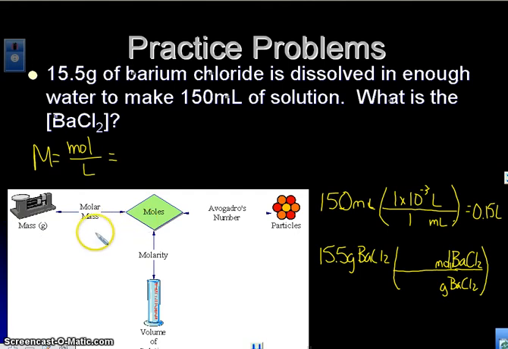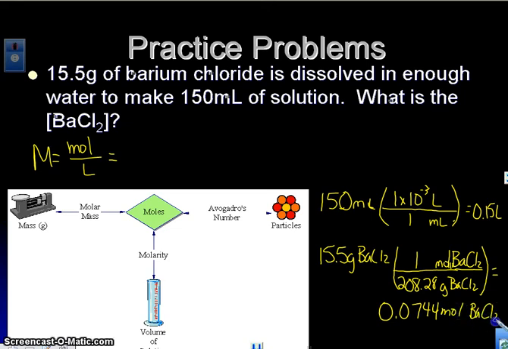We want to use our molar mass. Remember that you have to calculate your molar mass of barium chloride by adding the masses of 1 barium and 2 chlorides. You need to stop and do that now if you haven't already done it. And you should get 208.28 grams. Remember that the molar mass is the number of grams in 1 mole of barium chloride. And I'm going to come down here and write my number there. And that would give you 0.0744 moles of barium chloride.